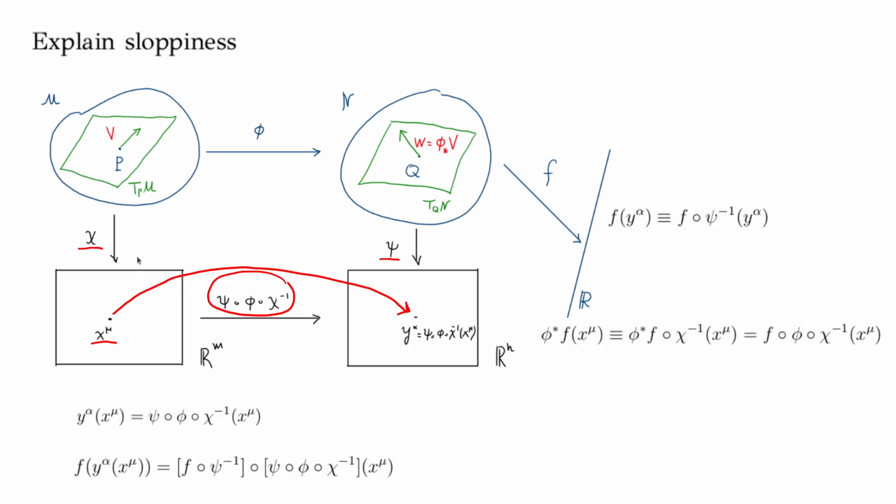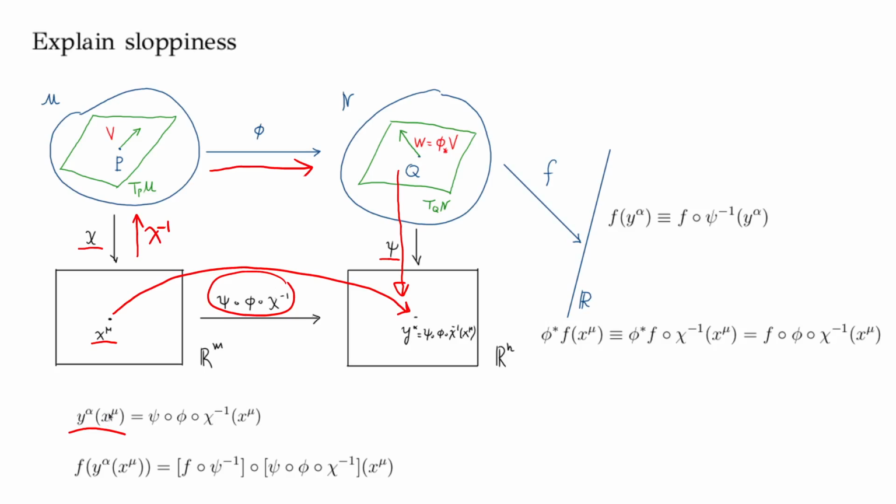First, we use the inverse of chi to go from the coordinates x mu to the point P. Then we compose that with phi to go from the point P to the point Q. And then we use psi to go from the point Q to the coordinates y alpha. That defines the function y alpha as a function of the coordinates x mu.